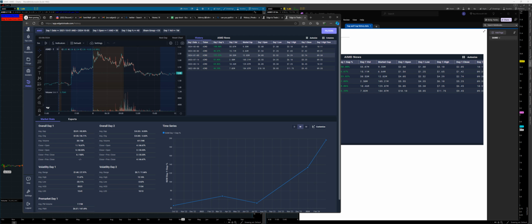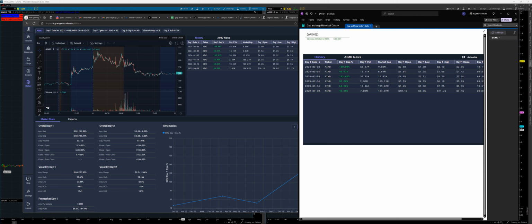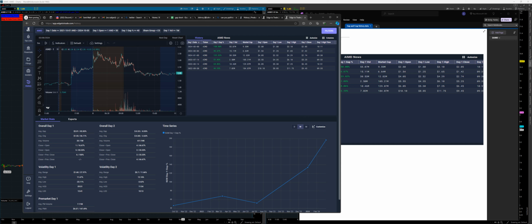These are the ones that tend to gap, right? The gappers tend to keep gapping until they either go bankrupt or whatever happens. So you'll see AMD again. Most of these gappers, you will see again.